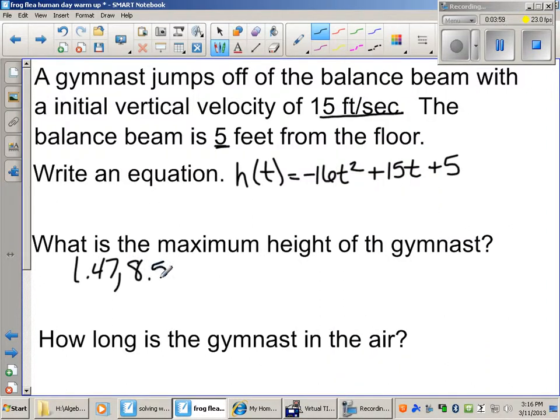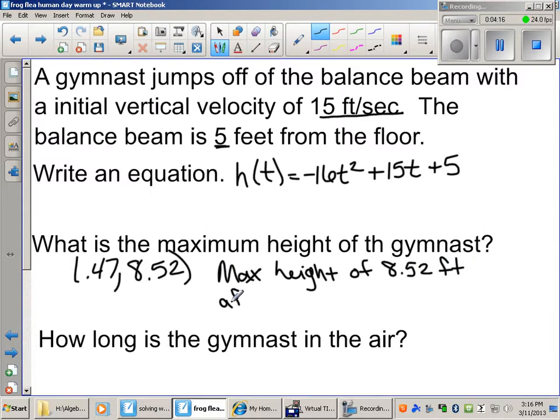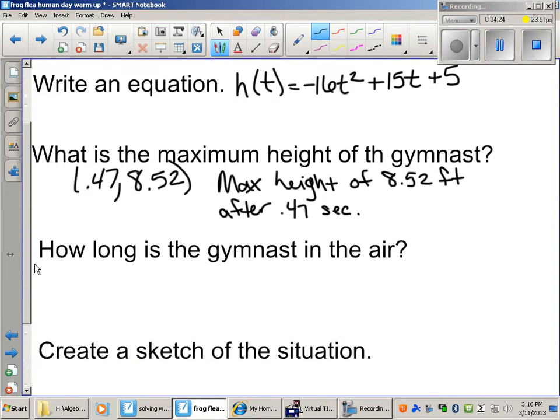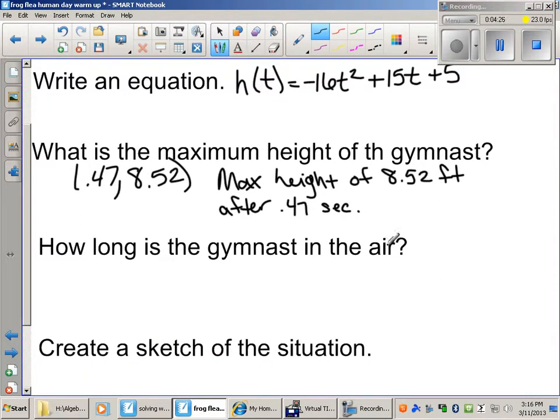The gymnast will hit a max height of 8.52 feet after 0.47 seconds. So then the next question is, how long is the gymnast in the air? Well, that means when will she be on the floor, which means when will the height be 0.